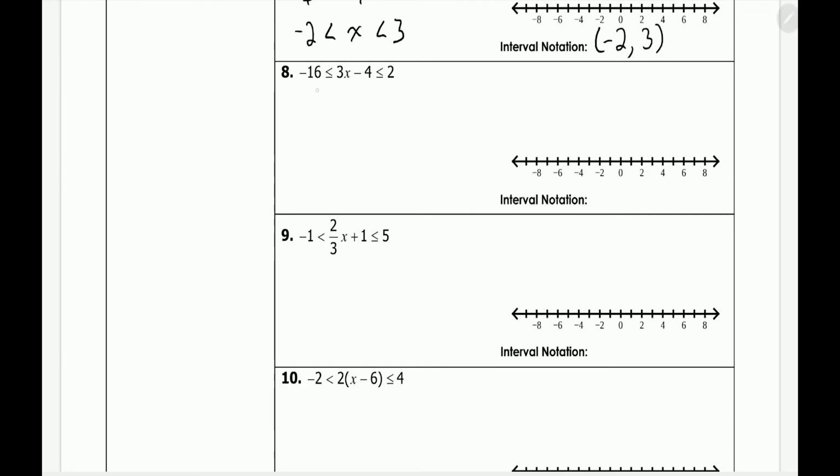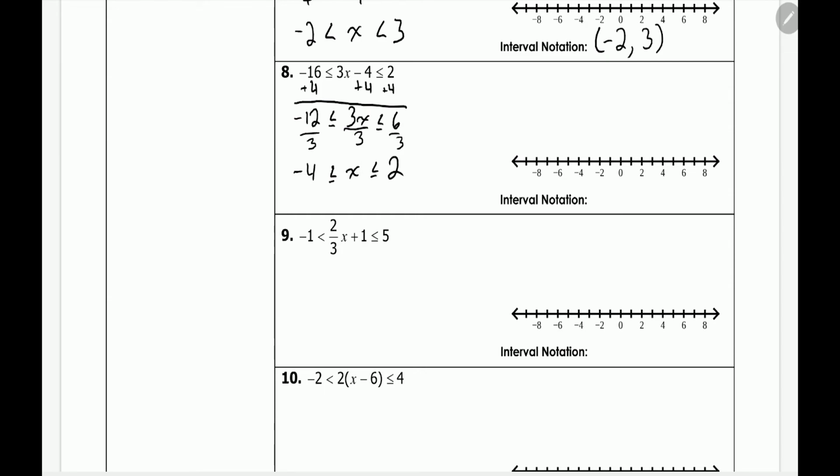Okay, with number 8, we have -16 is less than or equal to 3x minus 4, which is less than or equal to 2. First step, add 4 to everything. So we have -16 plus 4, which is -12, less than or equal to 3x, less than or equal to 6. Okay, divide everything by 3. We have -4, less than or equal to x, less than or equal to 2.